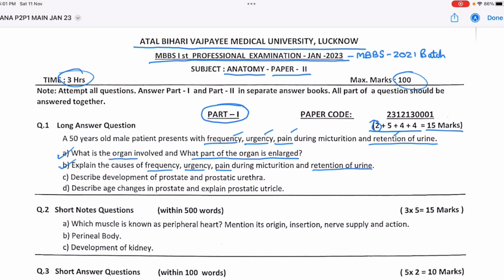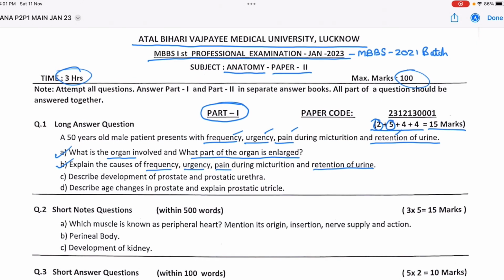So this was a 5 marks question. That's why you should explain this part in detail. Then describe the development of the prostate and prostatic urethra. This is a 4 marks question.